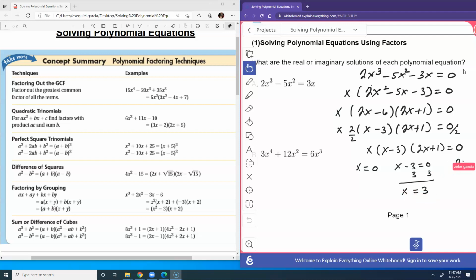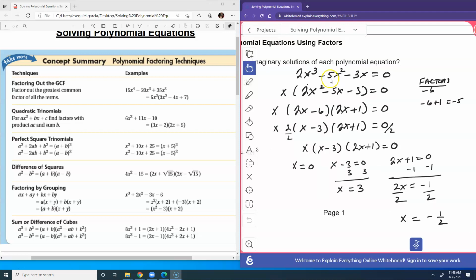And the last one is 2x plus 1 equals 0. Subtract 1 from both sides. So you have 2x equals negative 1. Divide by 2. So x equals negative 1/2. Okay, so part of the problem was hidden from you.